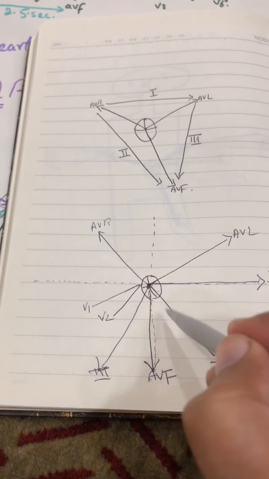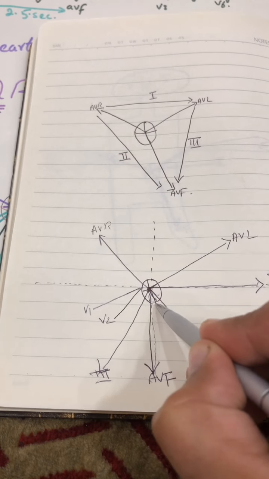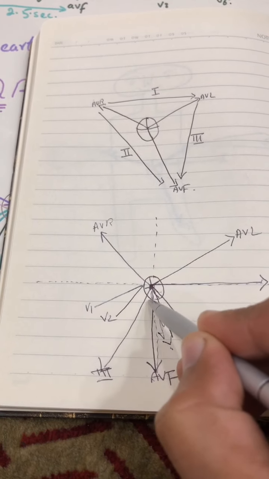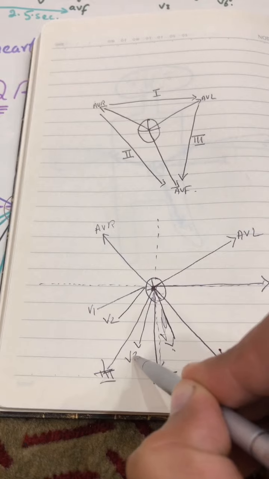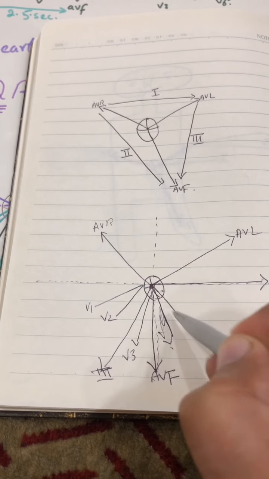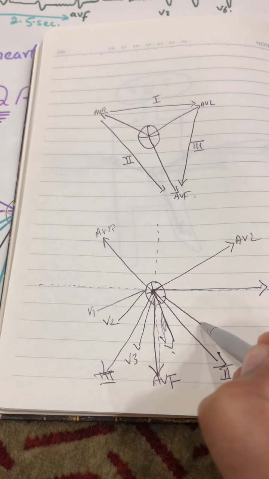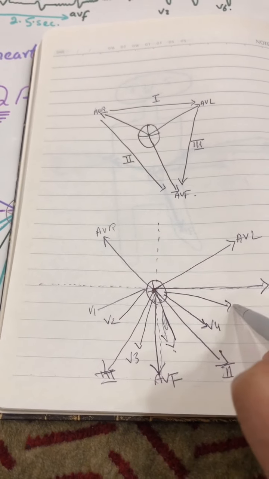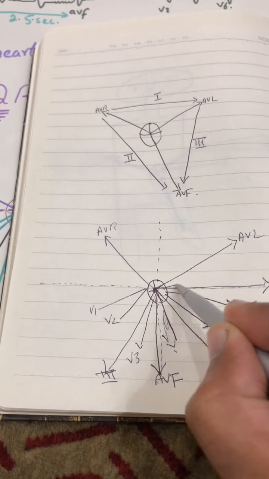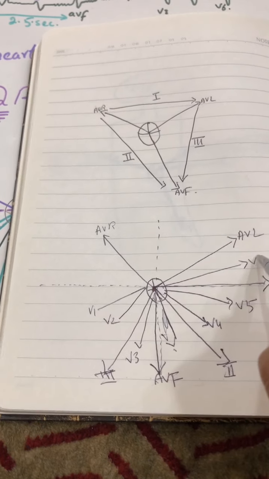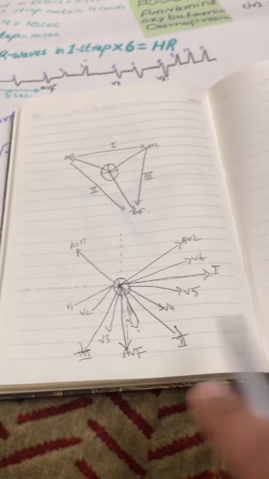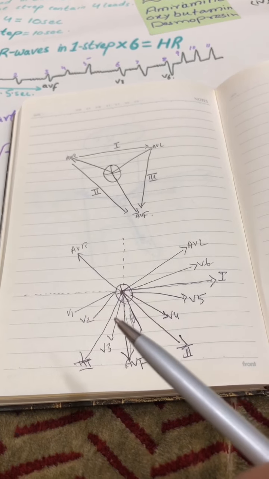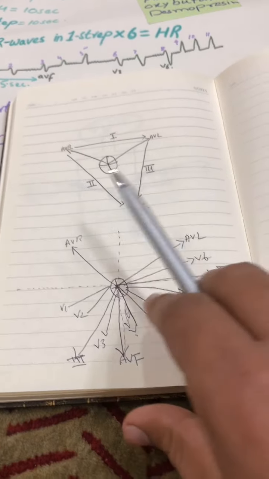V3, V3 over here. Sorry, V3 should be here. V3 and V4, V5, V6. Okay, got it. So all together 12 leads, 6 chest leads and 6 limb leads.